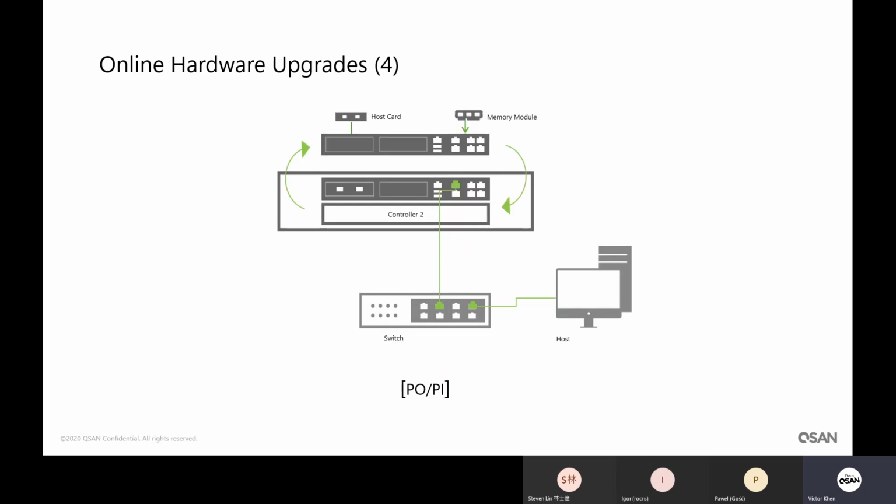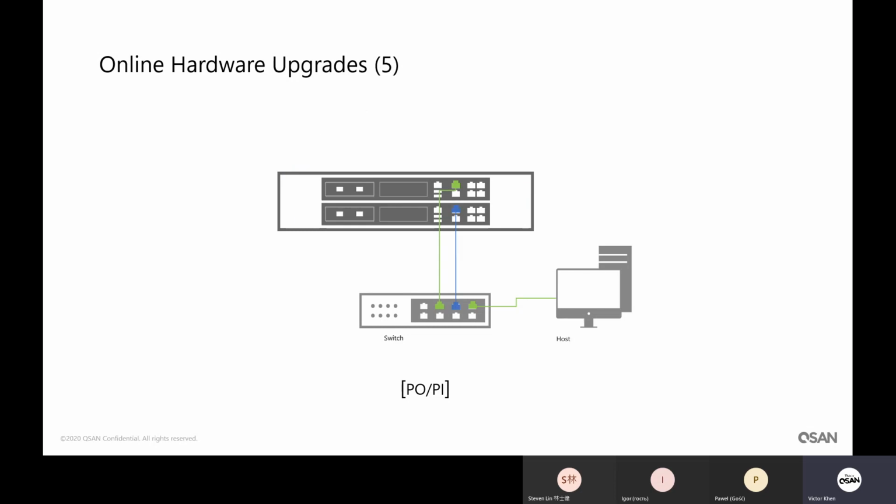You can proceed to do the same with the second controller, upgrading the host card and memory module, and after that you will be able to set it up. For example, if you upgraded with Fibre Channel, just add a Fibre Channel switch, connect it to the hosts, and pretty much you complete the upgrade of the system. Very simple, and I believe it will be very useful to all our partners in future.